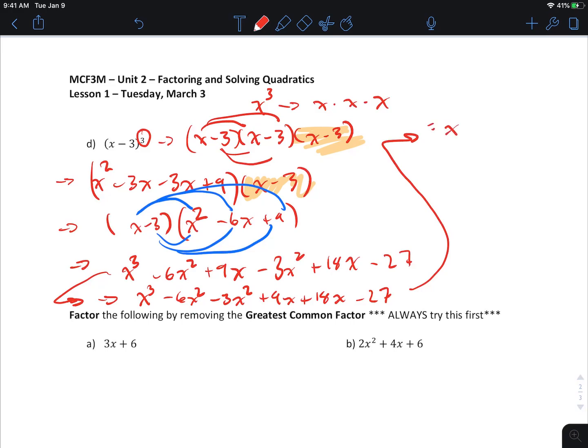I'm going to get x cubed. And then I'm going to deal with the negative 6x squared minus 3x squared from right here. That turns out to be negative 9x squared. And then I'm going to deal with this because these two look similar. Those condense to 27x. And then you have the minus 27 on the end. That's it. A little bit more complicated because there's 3 there.